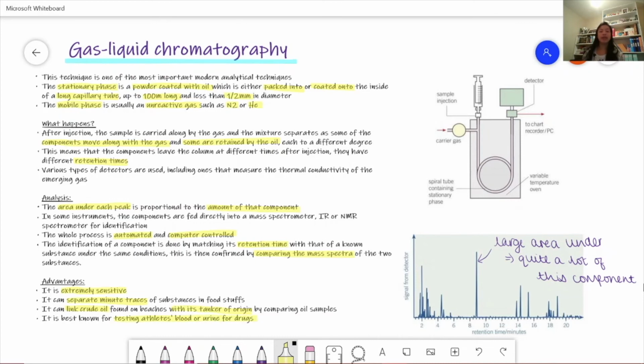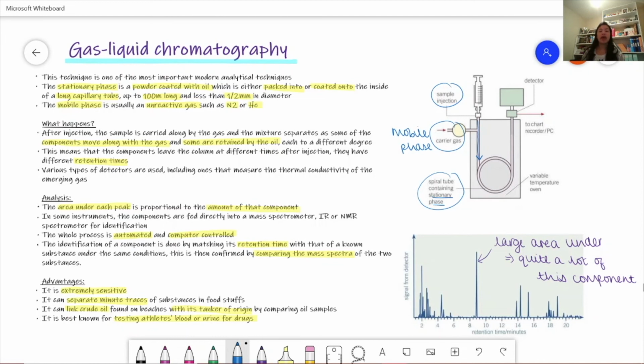So on the right, we have a diagram of how gas chromatography would work. We have the long capillary tube, which has the stationary phase. So it's got that powder coated with oil, and we've coated that along this whole tube. And then we've also got this carrier gas, which has gone into this tube, and this acts as the mobile phase. So we have our mobile phase here, and we have the stationary phase, which is all throughout the capillary tube. And then the sample gets injected at the top here, and so it goes in this direction.